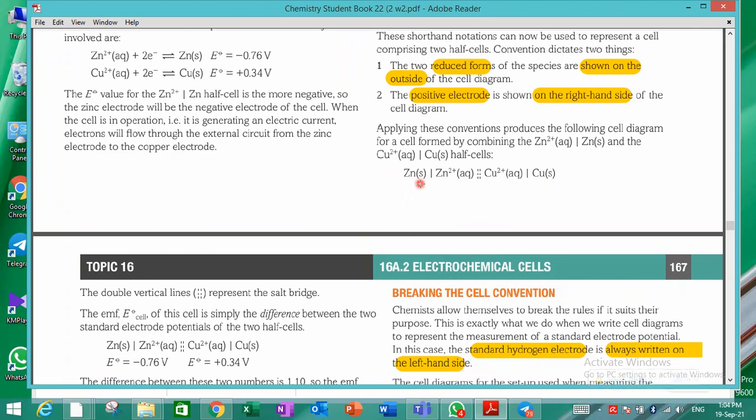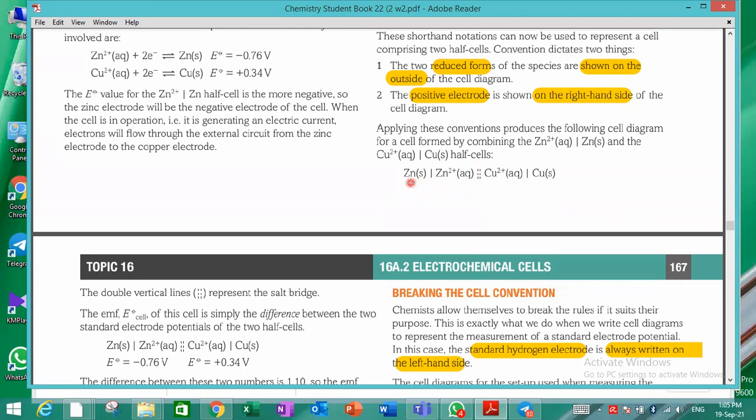So in this way, we place the metals at the sides, and then we write zinc, for example, metal zinc, solid, and we put a vertical solid line, and then zinc ions, aqueous, and then we put double vertical dotted lines, and then we write copper ions, and then a vertical line, and then copper solid. So as you see here, we write the metals at the two ends, and we write the solutions, and in between them, we draw a double vertical line that is dotted.